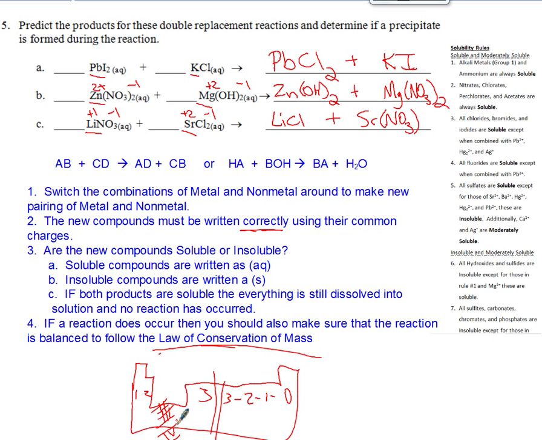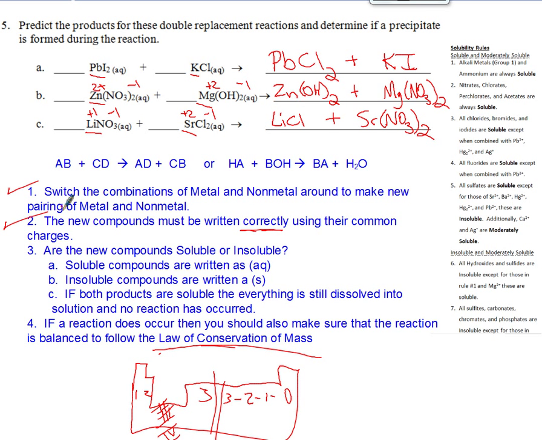Where were we? Lithium's a +1, chlorine's a -1, so that's the right formula. Strontium's a +2, nitrate's a -1. I need 2 there. Okay. So, check. New combinations. Check. Write compounds using the common charges.